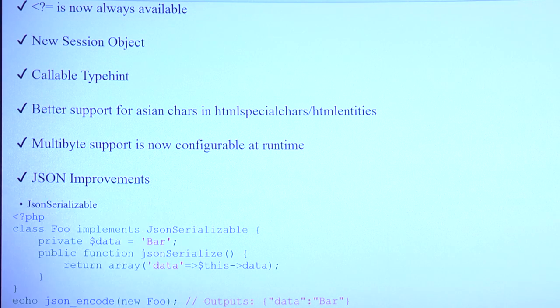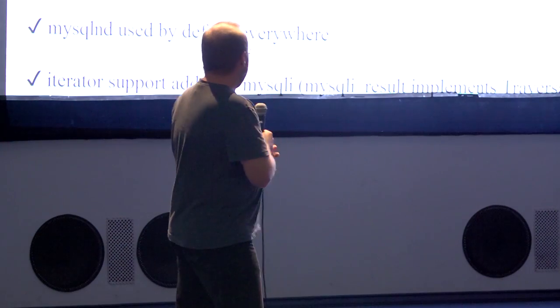There's a new session object, callable type hint, and a bunch of other things. There's a JSON interface. So if you implement this interface in your object, and if someone tries to JSON encode your object, you can now control how that's going to be JSONified. Which can be handy.